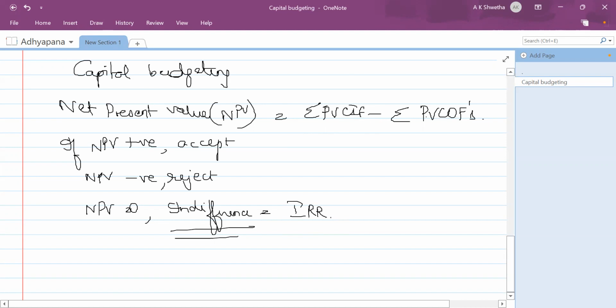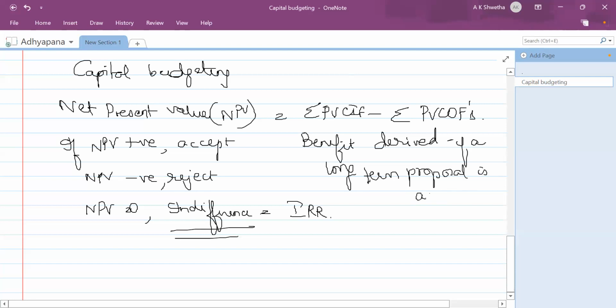Now let me tell you the logic behind computation of net present value and what are the inclusions and exclusions in calculating the NPV. This NPV is nothing but the benefit derived if a long-term proposal is accepted. The amount of benefit which is derived if a long-term proposal is accepted is what we call as net present value. This net present value is the net benefit which is derived because of accepting the project, right?